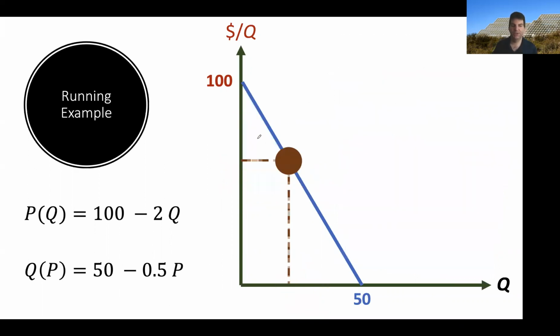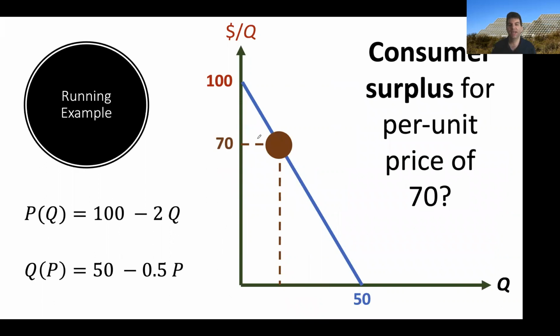So I can ask you other questions. What is the consumer surplus for a per unit price of 70? We can do the same game here, where I know this distance is going to be equal to 30, 100 minus 70, but I need to figure out this horizontal distance. To do that, I was given a price. So this is a price P. And so I then need to solve for the corresponding Q down here.